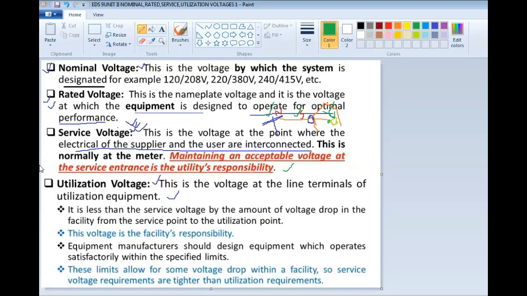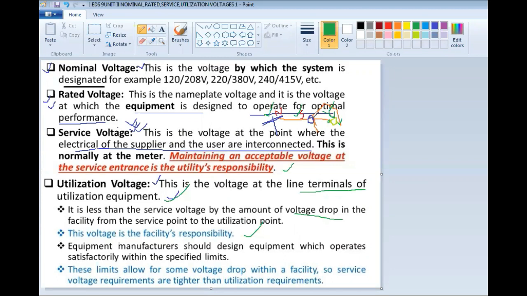Next, utilization voltage: this is the voltage at the line terminals of the utilization equipment. Here the utilization equipment is the AC or refrigerator. Whatever the voltage at the line terminals of the utilization equipment, you may consider it as the socket line. So the voltage at the socket is the utilization voltage. It is less than the service voltage by the amount of the voltage drop. So this is always less than the service voltage, and that voltage is the facility's responsibility. Bringing the voltage up to here is the utility's responsibility.